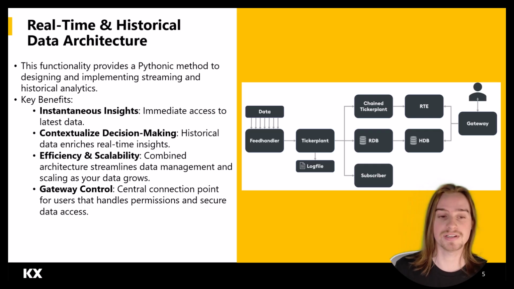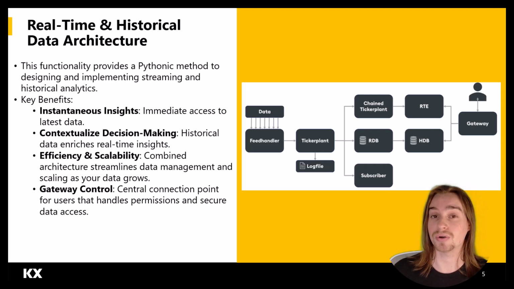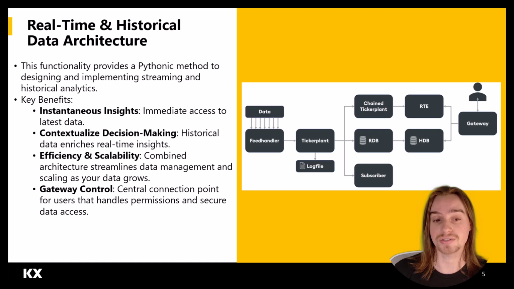Well, it'll give us instantaneous insights, immediate access to the freshest data. And this is very important, especially in fast-moving use cases. Contextualized decision-making means we can combine historical and real-time data to gain real-time insights. Efficiency, scalability, combining these different pieces of architecture together easily will streamline our data management, as well as scalability as our data sets grow, and then gateway control. And this is a really important one, where we give our users access to this data so they can query it and get the additional context and information they need to make business critical decisions.